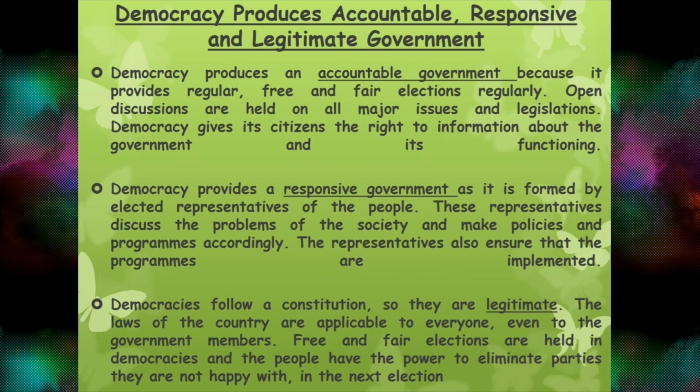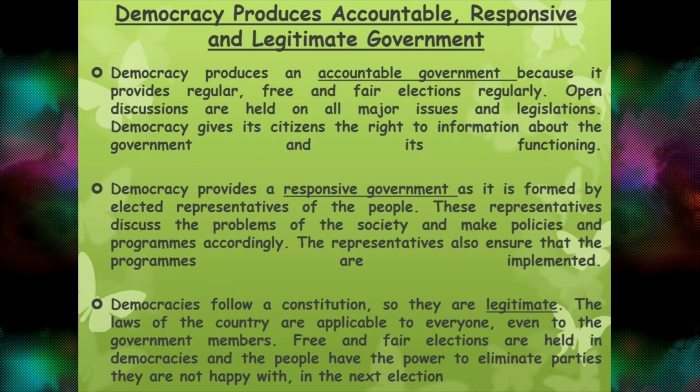During the election, in the manifesto, they used to have a set of policies and programs. They make sure they're implementing it so that they are proving themselves as responsible to the public. Point number 3, democracies follow a constitution, so they are legitimate.